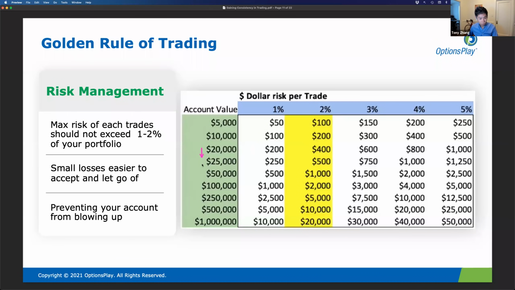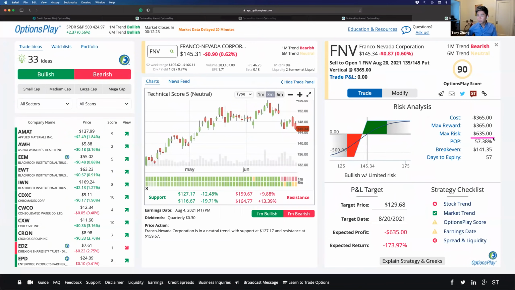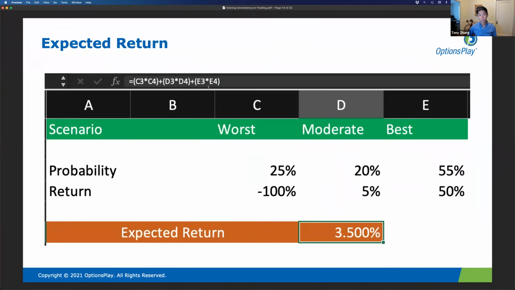And as you slowly build your portfolio into a larger and larger portfolio, not only from gains, but also from depositing more money on a regular basis into your account, say you deposit $500 every single month and you have some gains to go along with it, that's going to grow your account. And eventually you're going to be able to trade that Franco-Nevada trade where you're risking $635. But that's because you've grown your account, not because you've bent the rules as far as how much you're willing to risk. So that covers what I wanted to share with you here today.